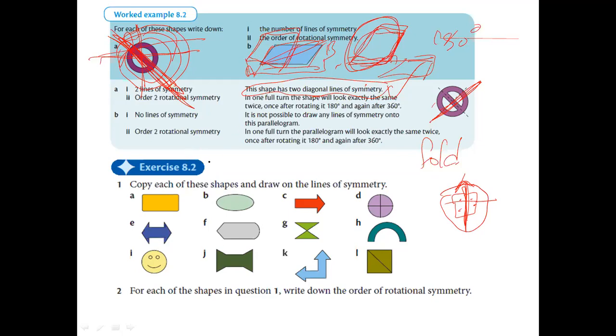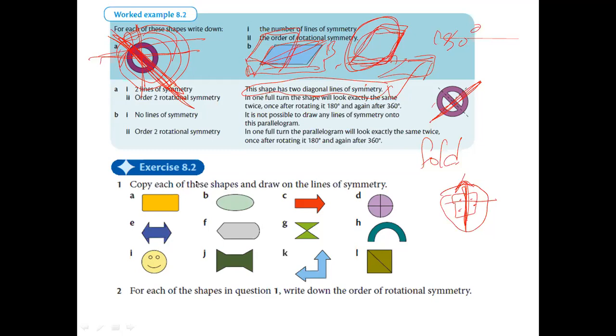Okay, exercise 8.2. I want to show you some shapes, and please check yourself. If you don't understand, you can play the previous lessons again. So copy each of these shapes and draw on the lines of symmetry.